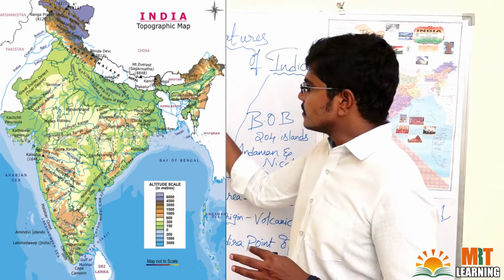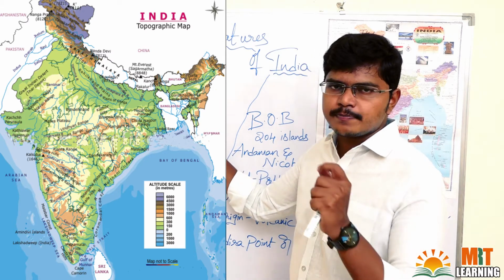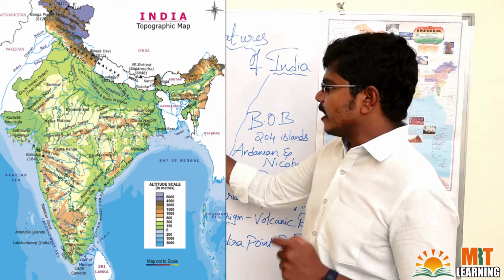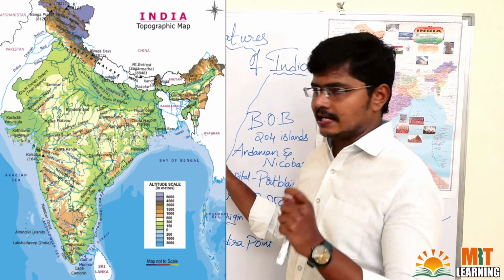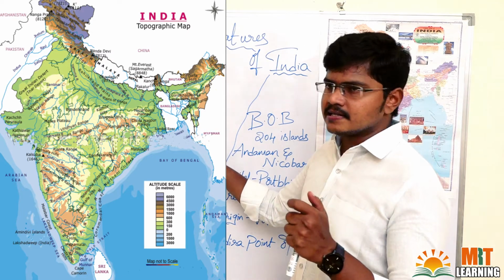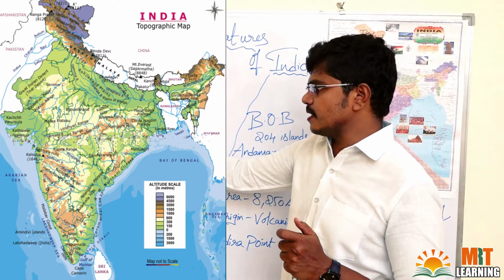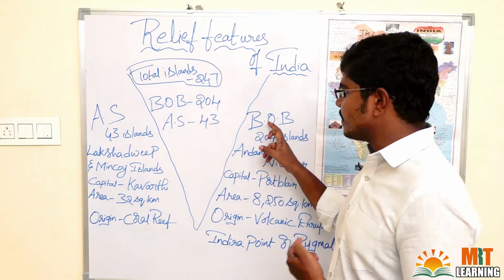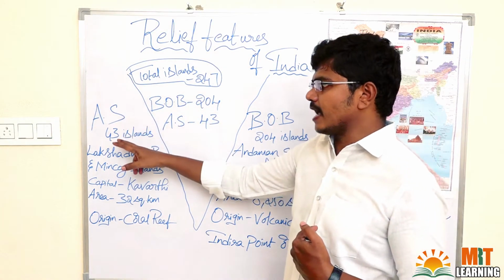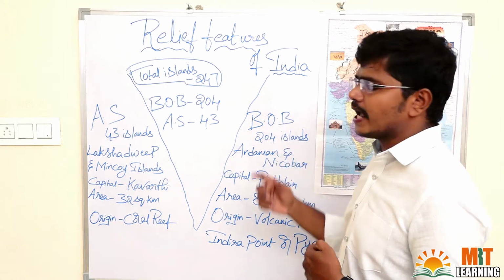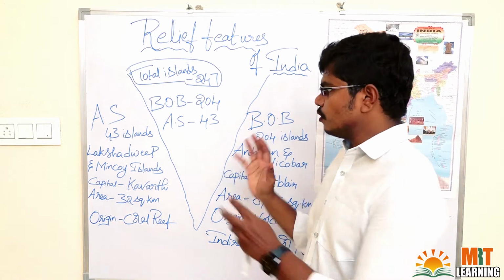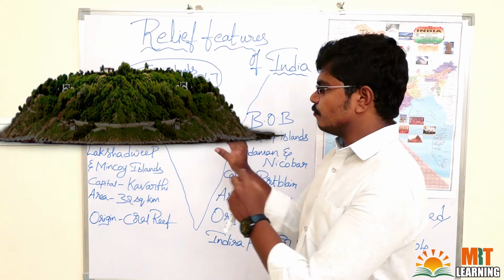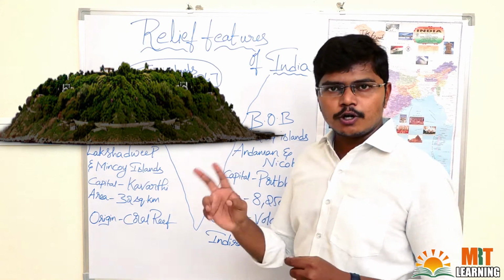Of the 247 islands, in the Bay of Bengal, BOB means Bay of Bengal, in short form I wrote, we have 204 islands, and in the Arabian Sea we have 43 islands. Arabian Sea is on the west side and Bay of Bengal is on the east side. So two groups of islands. So we call it groups, not two islands.